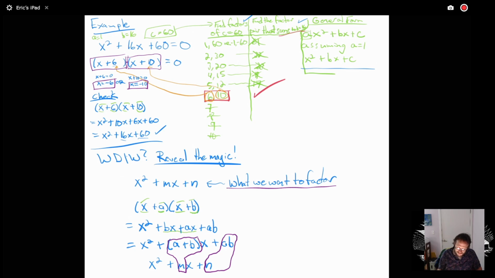Remember how we were going to factor this? We were going to take n and find a factor pair. What's the factor pair? Right there, a times b. That's the factor pair. And we wanted to find the factor pair that summed to the value m. Right, there it is, the sum of the factor pair.